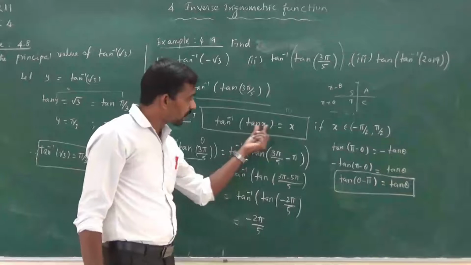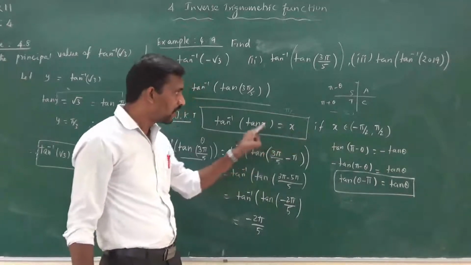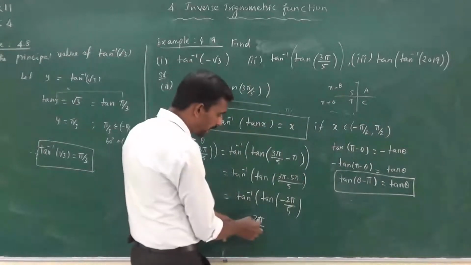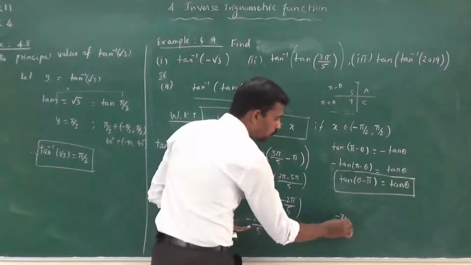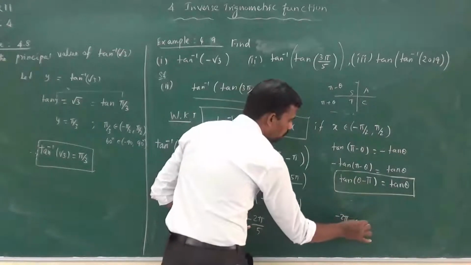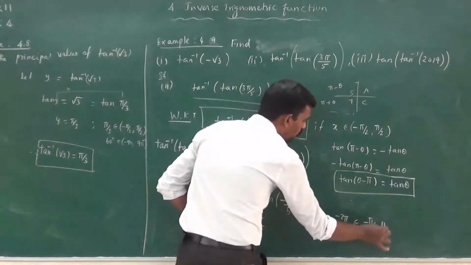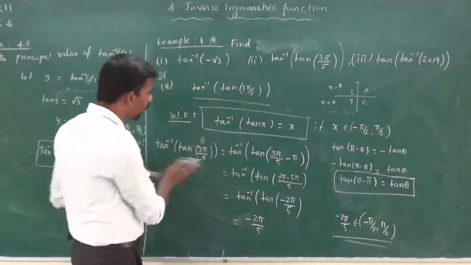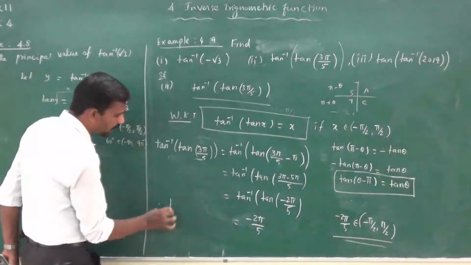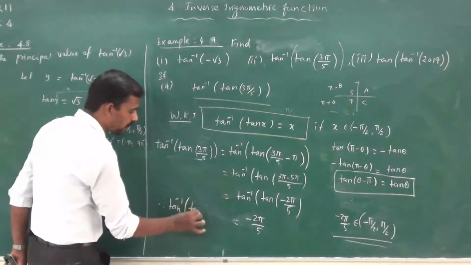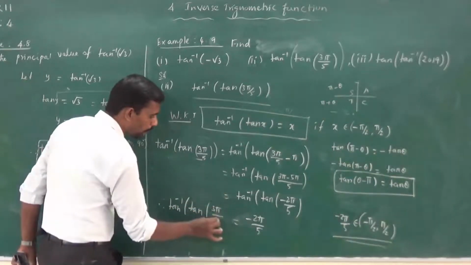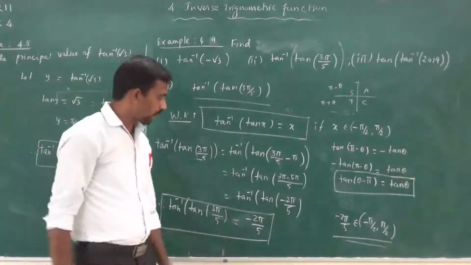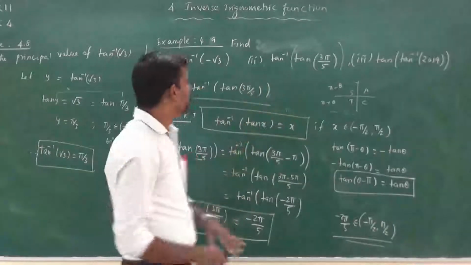Because of the result, tan inverse of tan of x is equal to x when x belongs to minus pi by 2 to plus pi by 2. Now you see minus 2 pi by 5 belongs to the open interval of minus pi by 2 to plus pi by 2. So the entire value, tan inverse of tan of 3 pi divided by 5, is equal to minus 2 pi by 5. Okay, next question number 3.